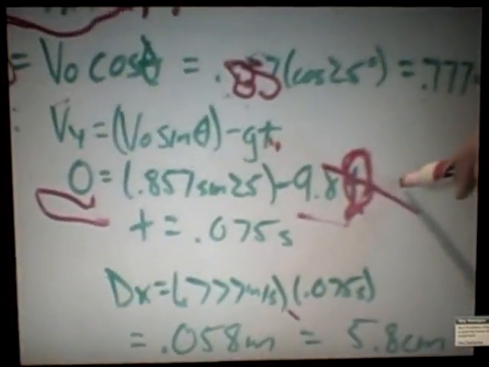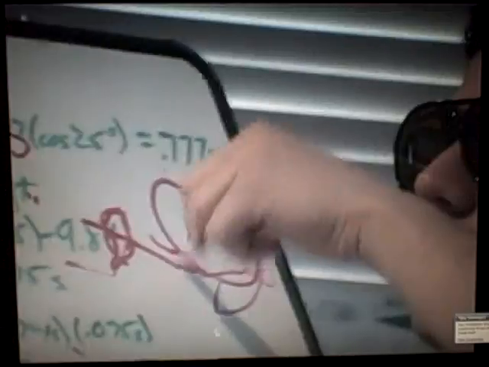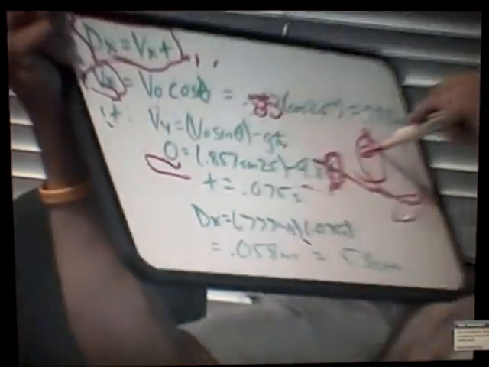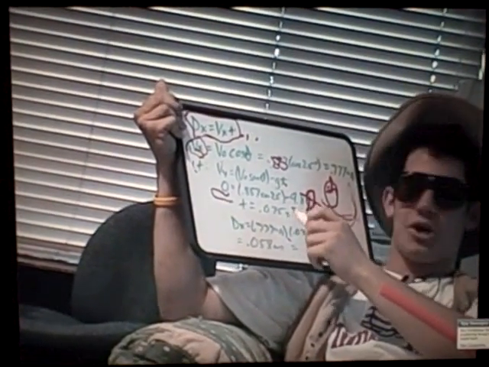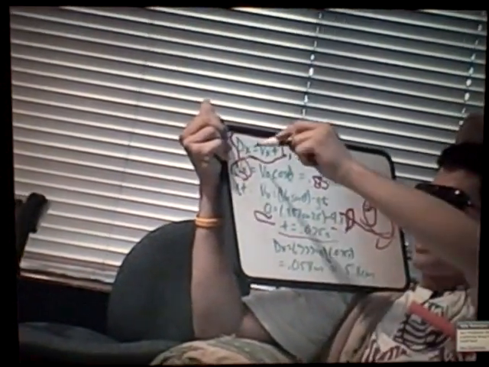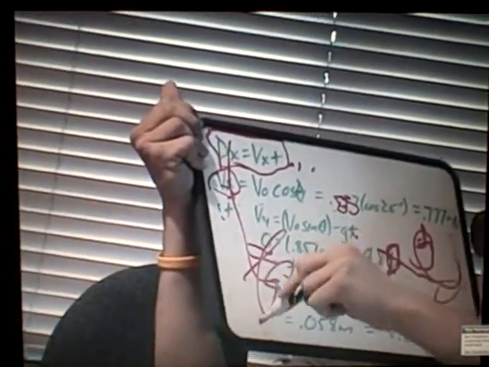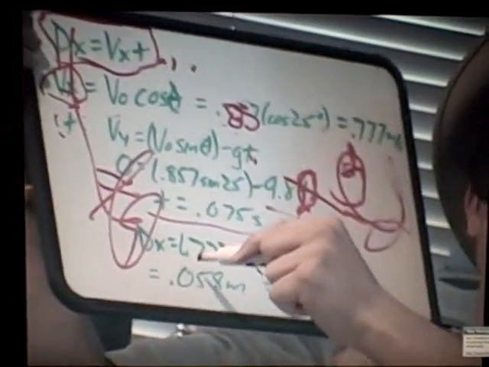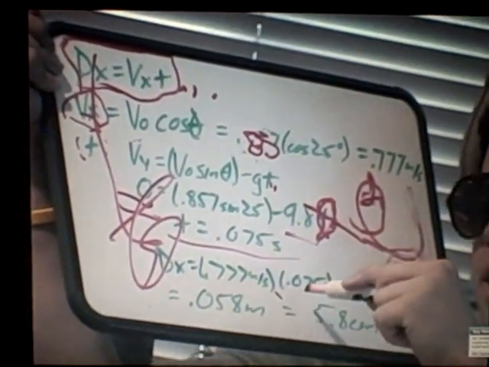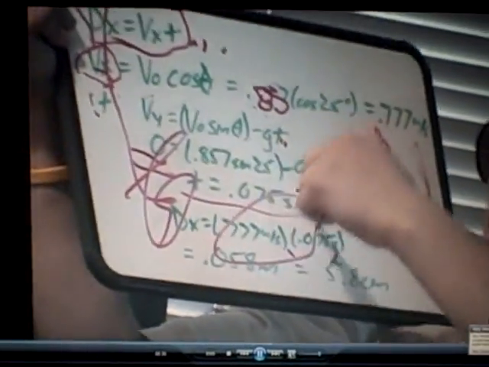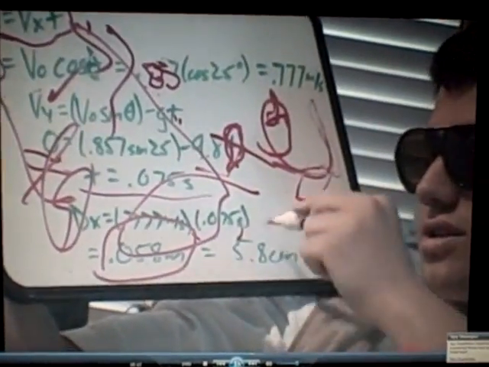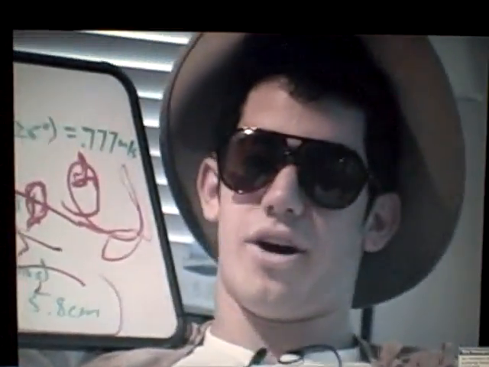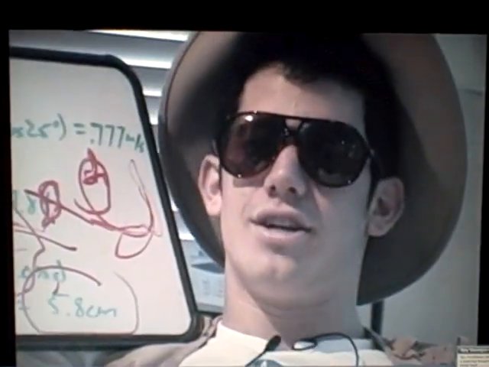Then we're going to draw the loop. That's the loop, and we're trying to find this area. The time is 0.0575 seconds, which we already solved. Now we go back up, take dx, and bring it down here. dx equals 0.777 meters per second times 0.075 seconds, which equals 0.058 meters, or 5.8 centimeters. We are finished with our experiment, and it was so tremendous!